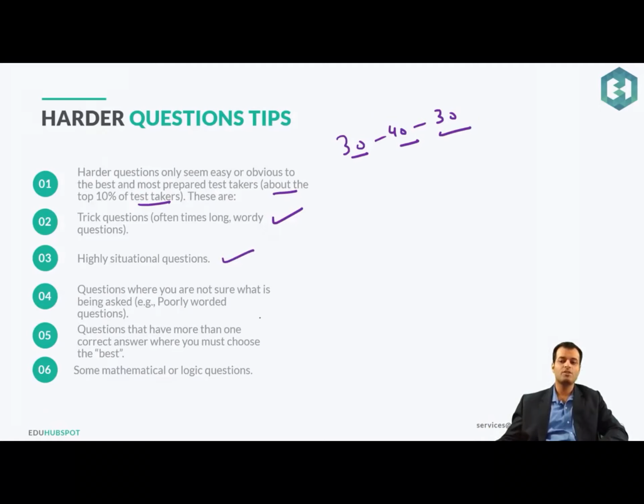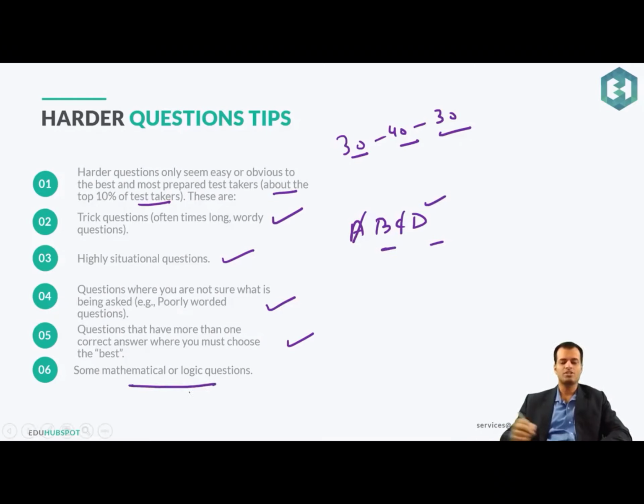Questions where you are not sure what is being asked. Poorly worded questions. You will get poorly worded questions. What I mean is that you won't really understand what they're asking, whether they're asking you to do option A or option B or option C. All of the answers would look right to you. Questions that have more than one correct answer, where you must choose the best. Over here, the elimination technique will prove to be your best friend. Remember, the elimination technique will definitely help you.